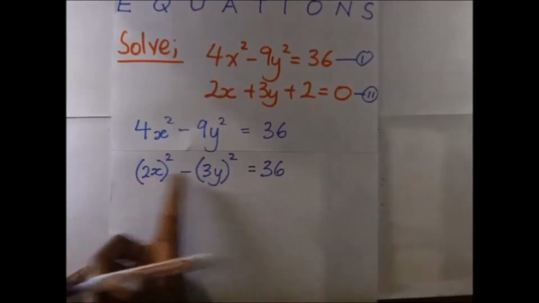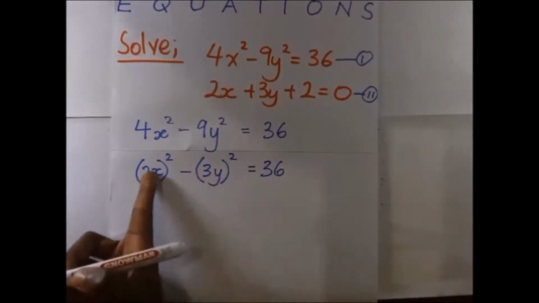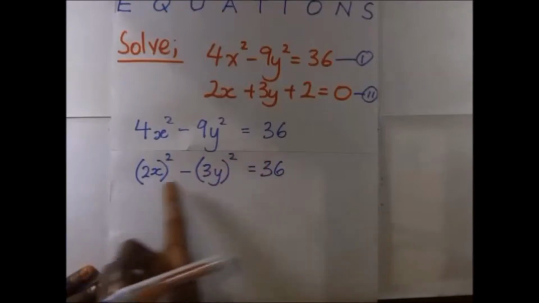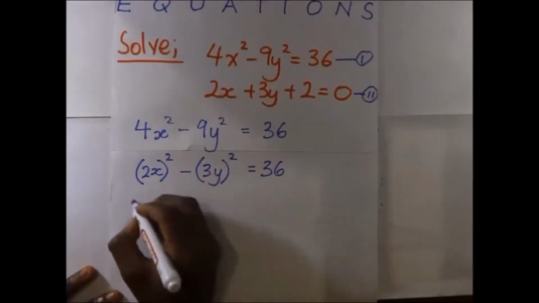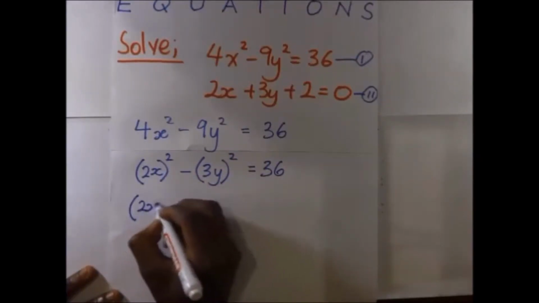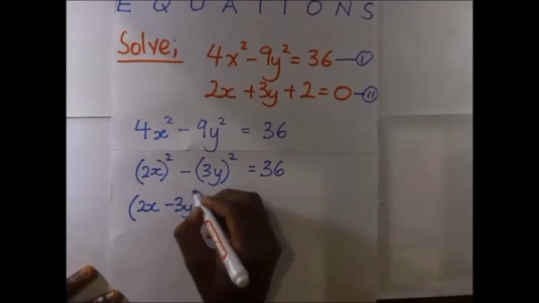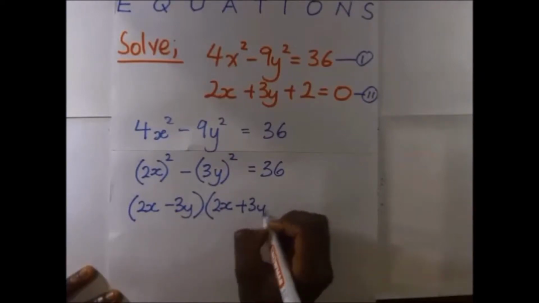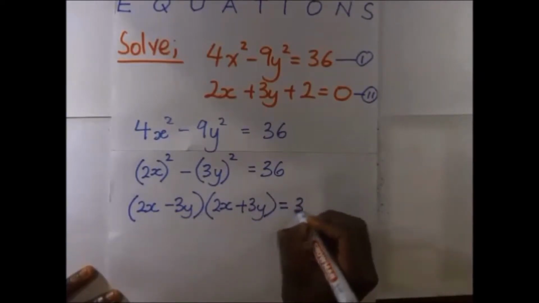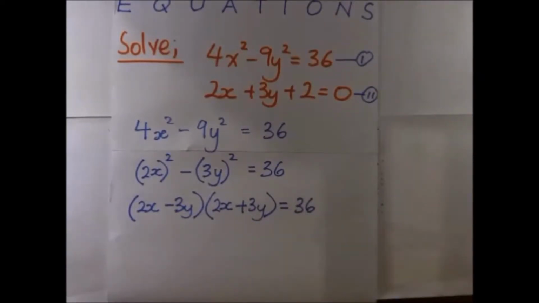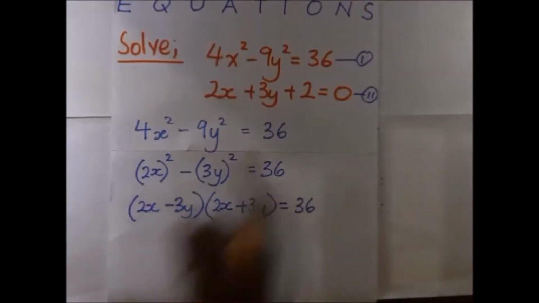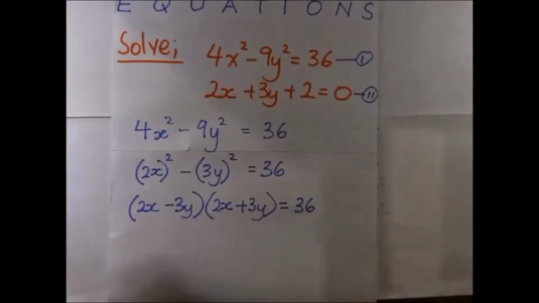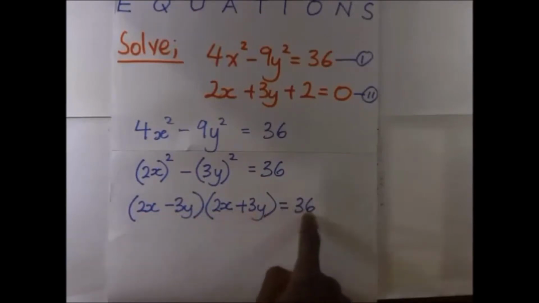If you look at this, this is a difference of two squares. This is like a squared minus b squared. So with difference of two squares, it's going to be (2x minus 3y)(2x plus 3y) equal to 36. So now our equation 1 has become this: (2x minus 3y)(2x plus 3y) is equal to 36.